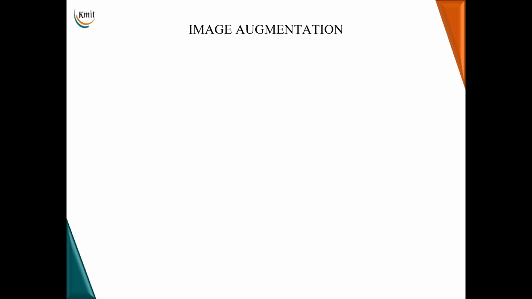And the last method for data pre-processing is image augmentation. Image augmentation will increase the size and diversity of the images. And we have various transformation techniques like flipping, rotating, scaling, and shifting. Anyways, image augmentation will be discussed in the next topics.